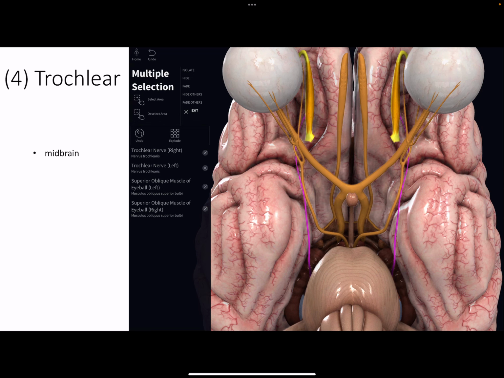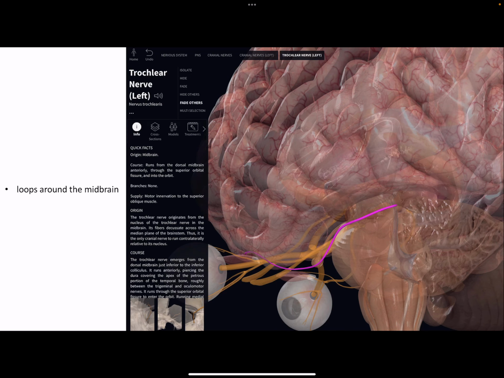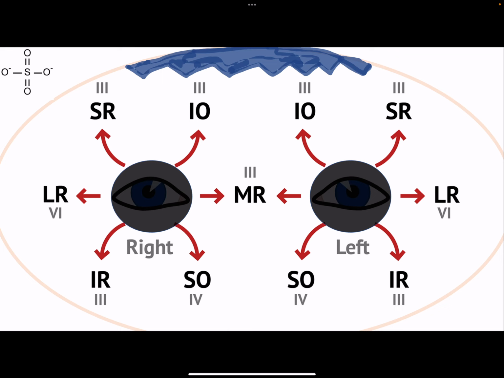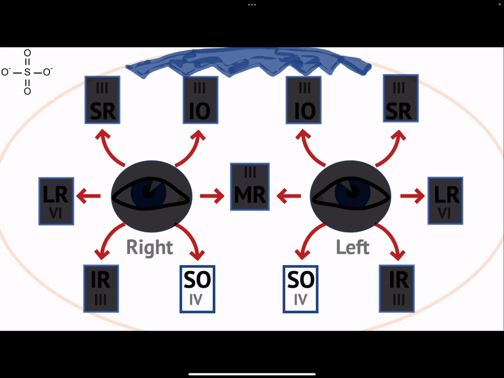Trochlear nerve, this is coming from the midbrain, but it's actually coming from the back of the midbrain. I think it's the only cranial nerve that really comes from the posterior aspect. So it's going to loop around a little bit. It controls the superior oblique, so I think of SO4. Superior oblique, inferior oblique, most of these muscles make sense except the superior and inferior oblique.